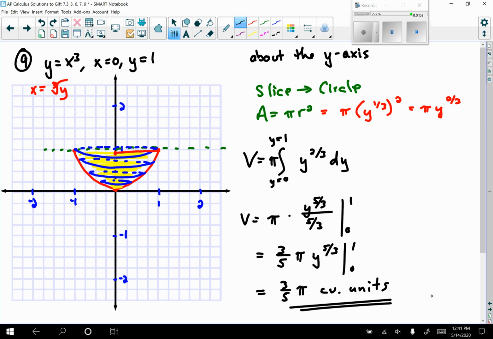All right, so as I just mentioned, please let me know if you have any questions. In our next lesson, we're going to be revolving about lines other than the x and y axes. So our slices no longer become circles. They're not solid. There's a hole in the middle, and we call those washers. So please take a look at the next video as well.